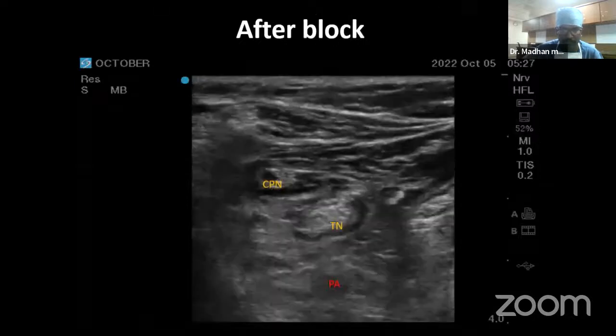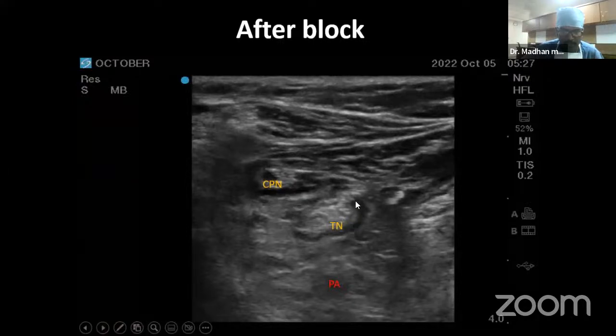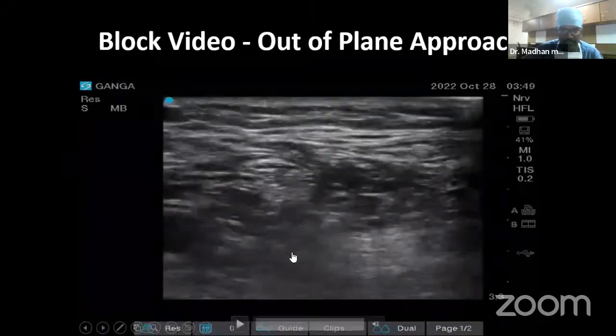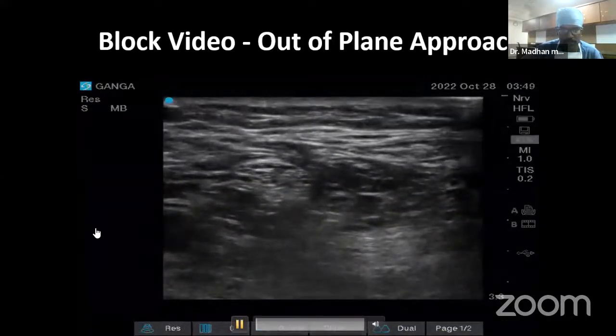Again, the after-block picture, the anatomy picture, showing tibial nerve and common peroneal surrounded by the anechoic local anesthetic. This is another video of out of plane approach.